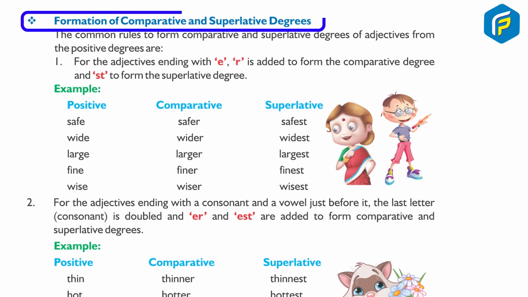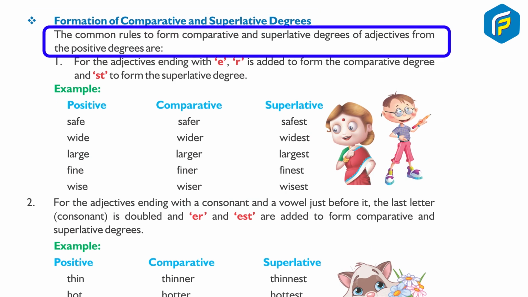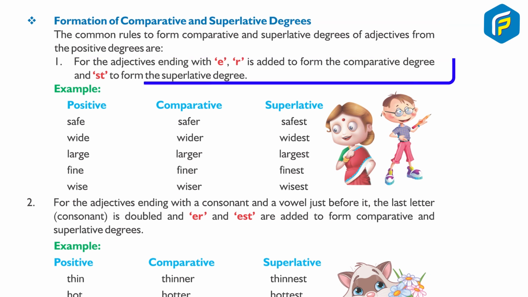Formation of comparative and superlative degree. The common rules to form comparative and superlative degrees of adjectives from the positive degrees are: 1.